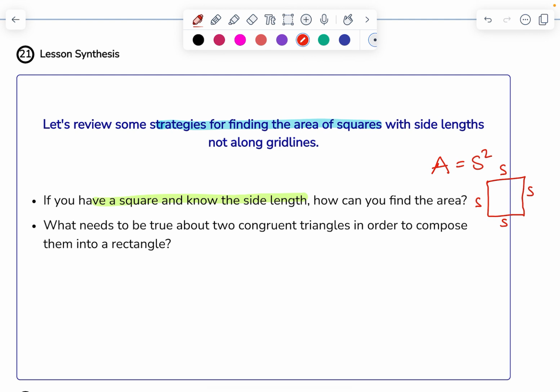What needs to be true about 2 congruent triangles in order to compose them into a rectangle? Well, those 2 triangles have to be congruent.